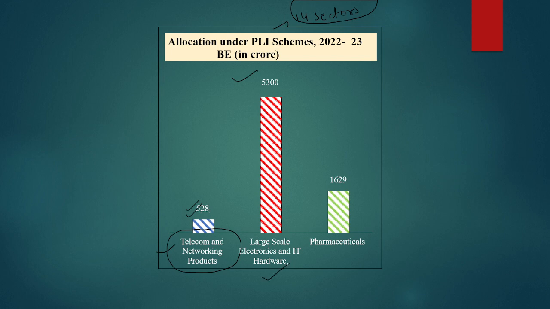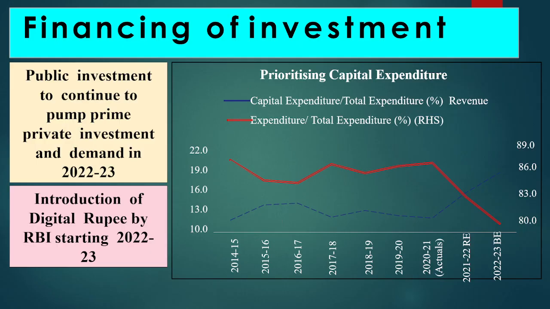And if I talk about large scale electronics and IT hardware, there would be allocation of 5300 crores, and in the sector of pharmaceuticals there would be allocation of 1629 crore rupees. Next is your financing of investment.